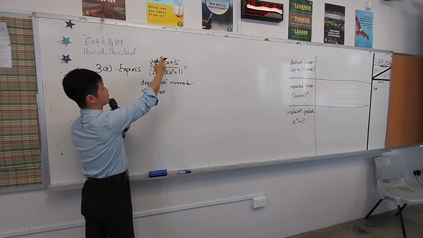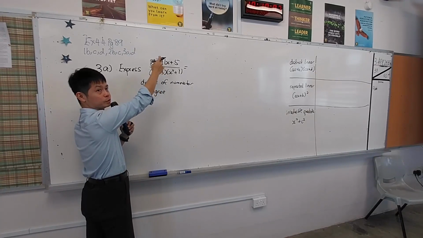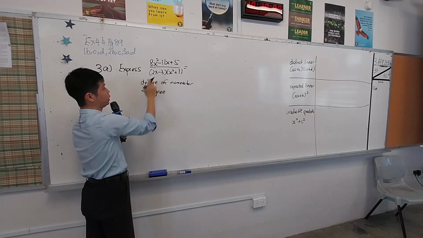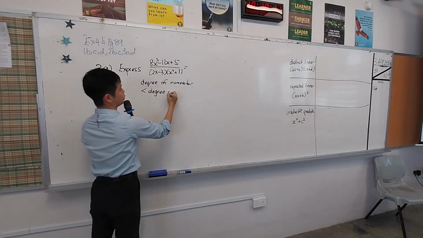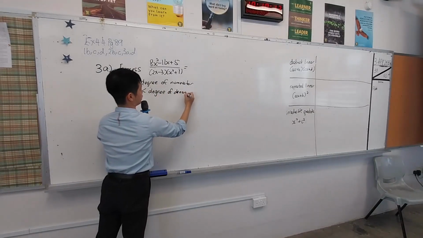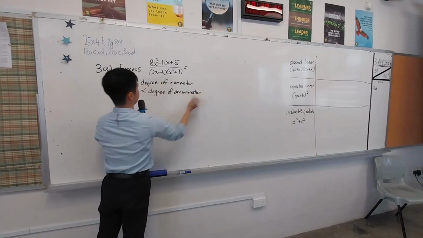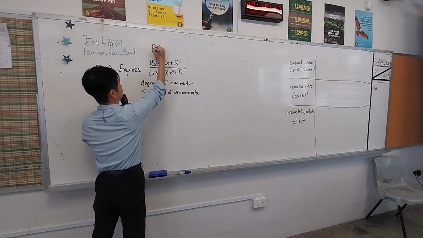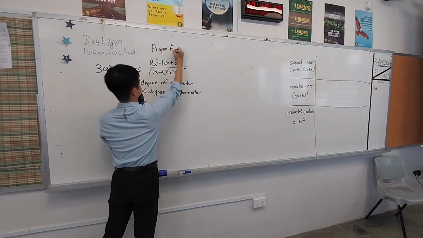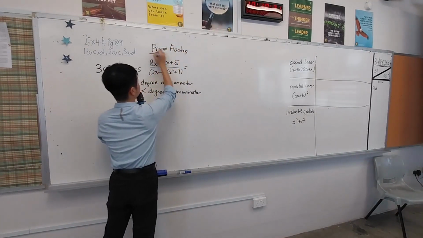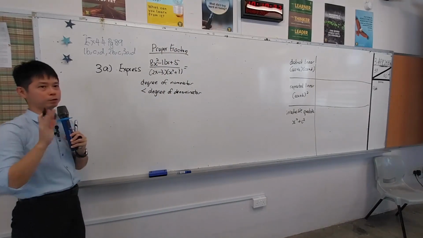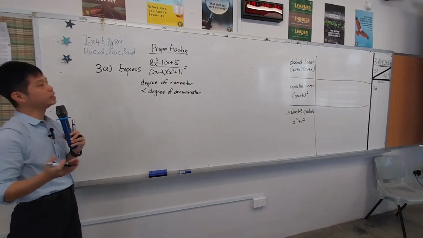So this is x squared, this is x cubed. So the degree is 2, the degree is 3. It is smaller than the degree of the denominator, and therefore it is a proper fraction. So what does it mean when you have a proper fraction? You don't have to do a long division, basically.